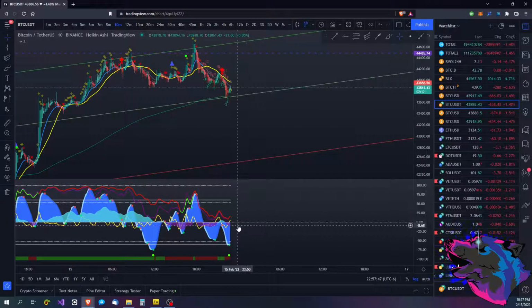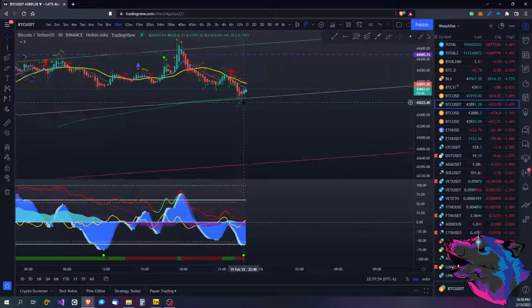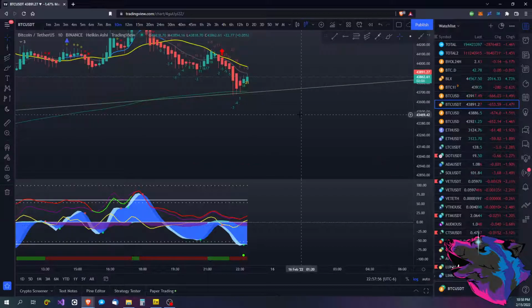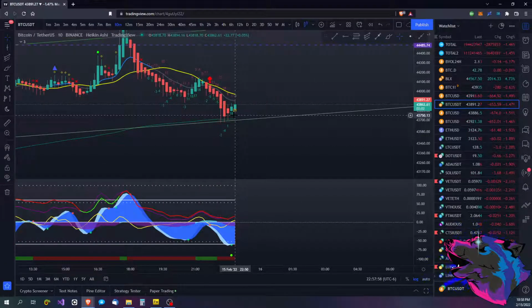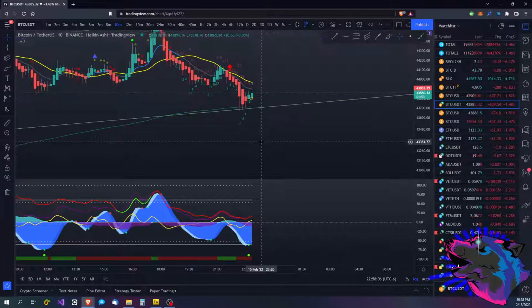Let's see what we got going on down here. So we just crossed up on the VWAP. We got 18 to 21. The RSIs are together. Again, we're on the 10 minute, so this is a bit of a short-term scalping.